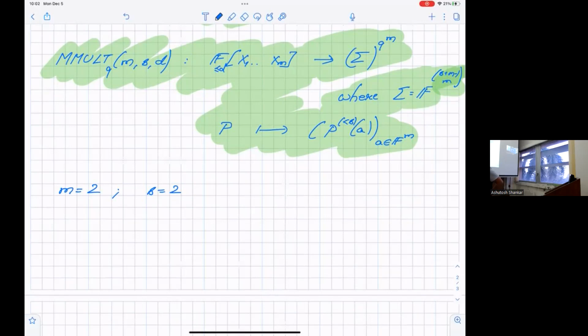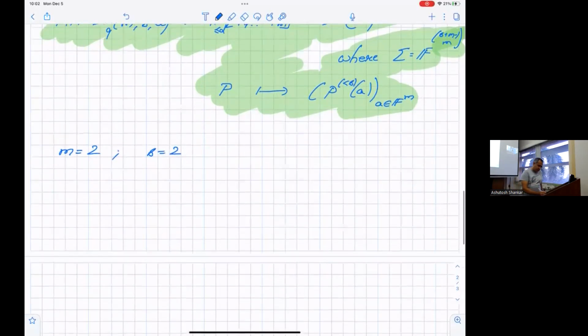Isn't the rate simply 1 by s plus m choose m times the rate of Reed-Muller? We'll see, one second. Let's just see. Let's move on. The rate is d plus m choose m over q to the power m, just the rate.